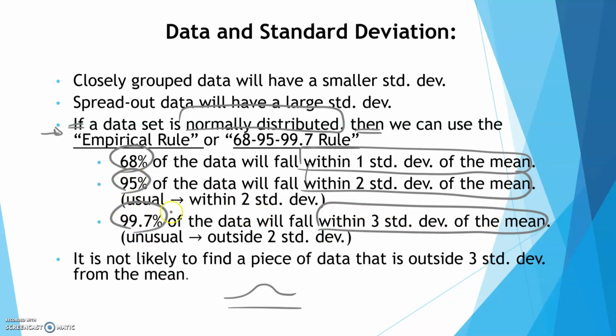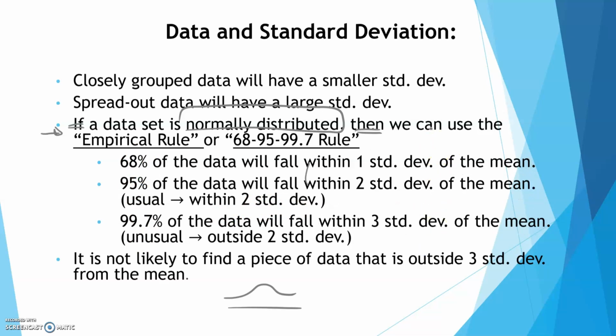Now, if your data falls within the 2 standard deviations, we call that data usual, or we would expect that to happen. But if it falls outside of the 2 standard deviations, it will be labeled as unusual. And anything outside of 3 standard deviations is not likely to be seen.